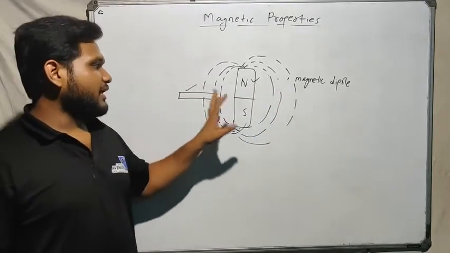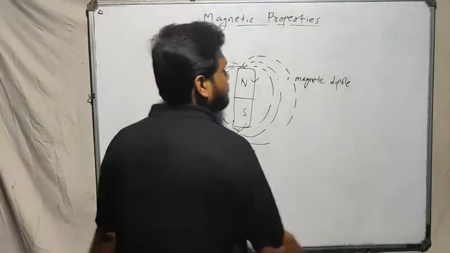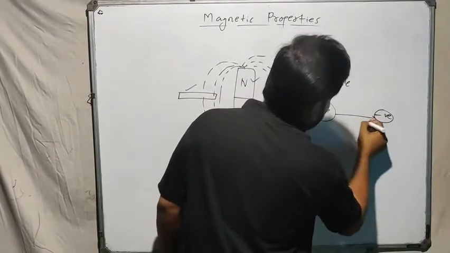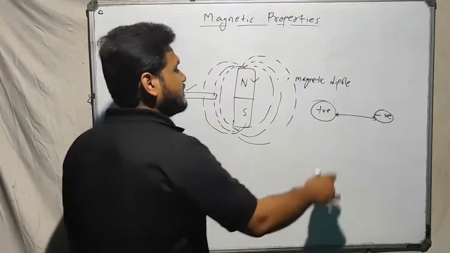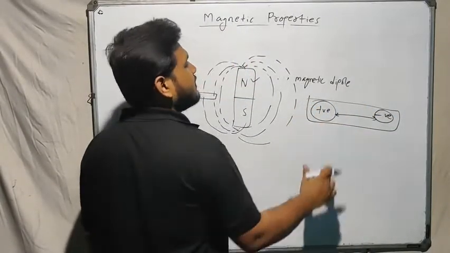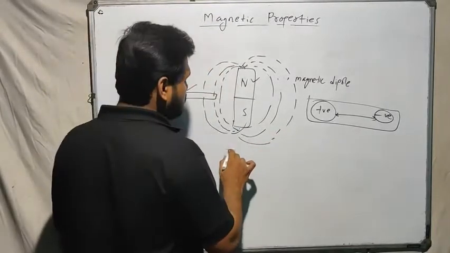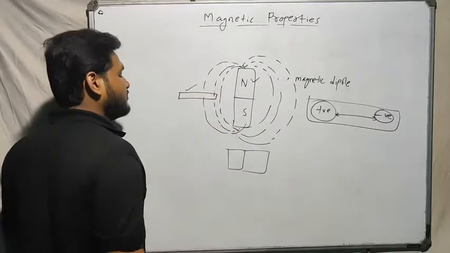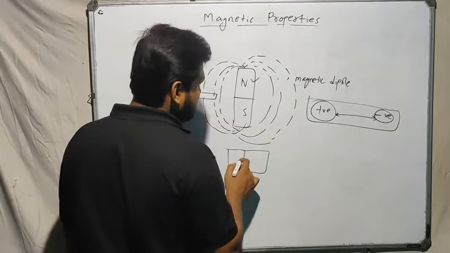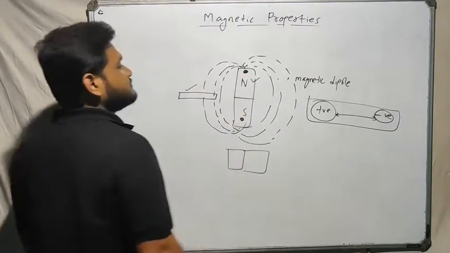First we have to understand what a magnetic dipole is. Just like an electric dipole, where you take a positive charge and a negative charge and put them at a finite distance, a magnetic dipole is also two opposite poles with some distance in between them. Here you can take N, here S.